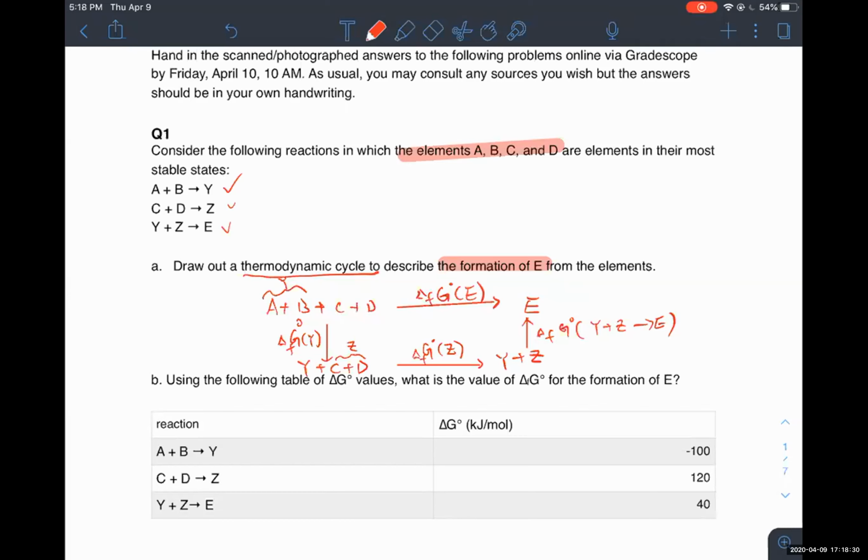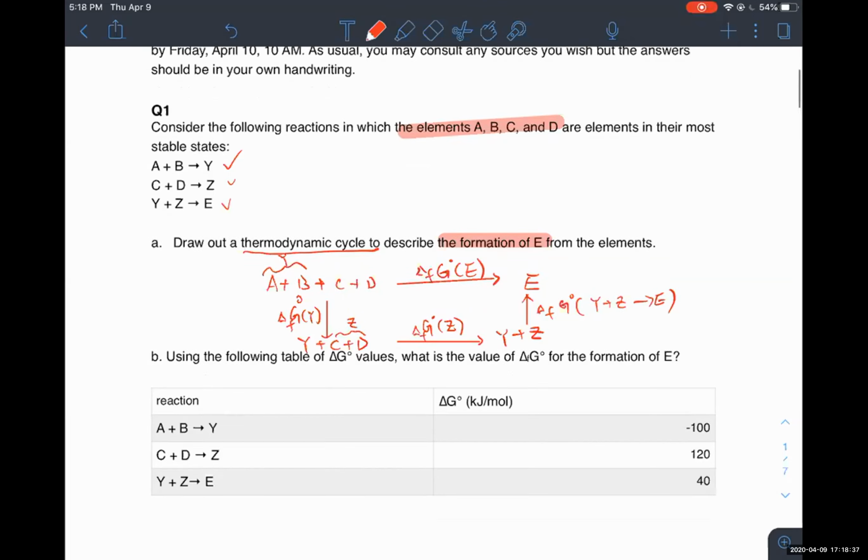Are there any questions on part A? Okay.